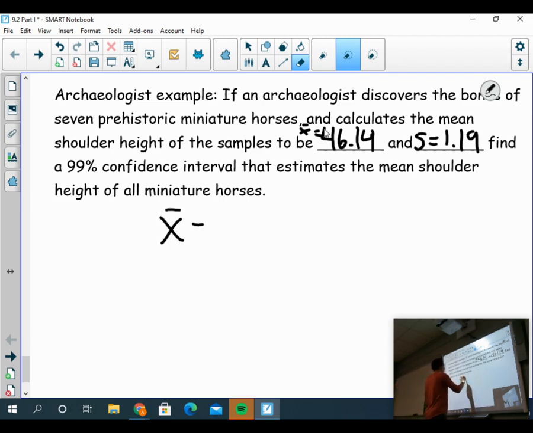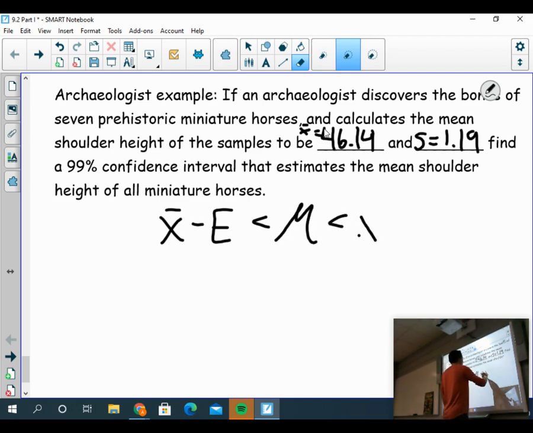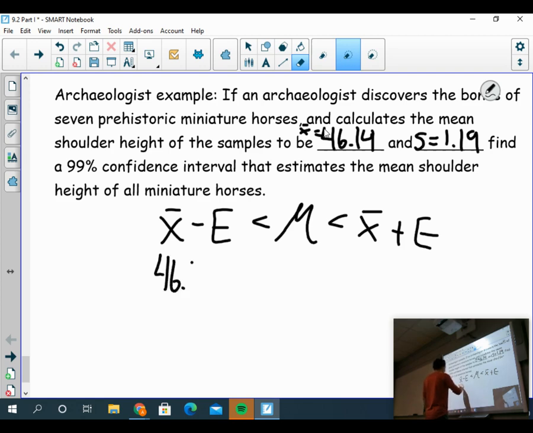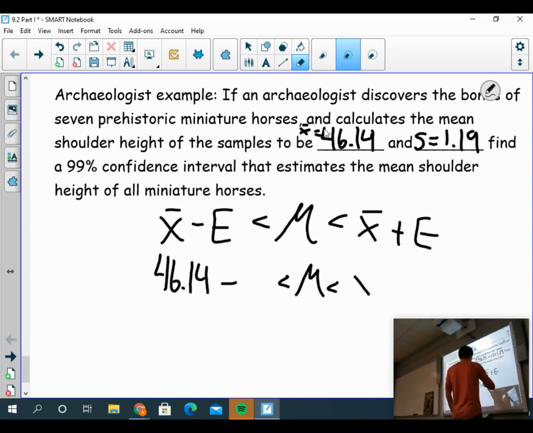Well, we know our formula for confidence intervals. We are going to take our point estimate for our population mean, our sample mean, and we are going to add and subtract our margin of error. So we have our sample mean, 46.14, but we don't know our margin of error yet. So we'll calculate that in a second.